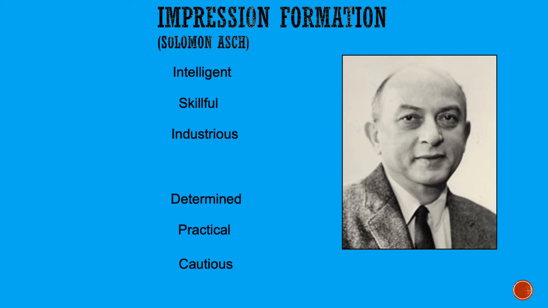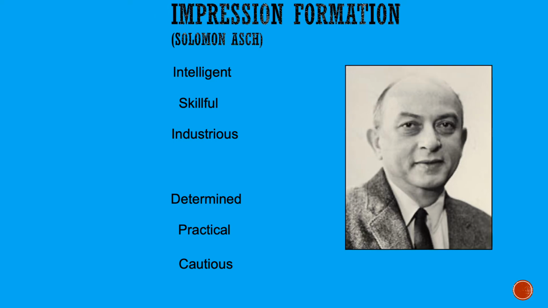Now, the trick here is, you'll notice there's a blank space on the slide. In his original study, half of the participants had the word warm on the list. So the hypothetical individual was described as intelligent, skillful, industrious, warm, determined, practical, and cautious. The other half of the subjects in the experiment had the word cold on the list. So the person was described as intelligent, skillful, industrious, cold, determined, practical, and cautious.